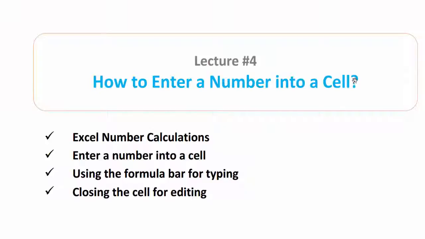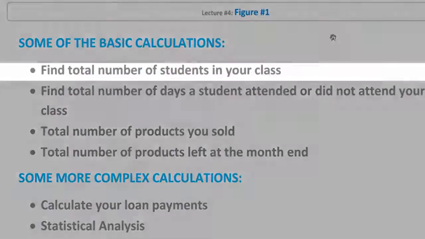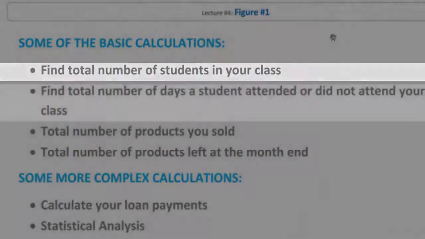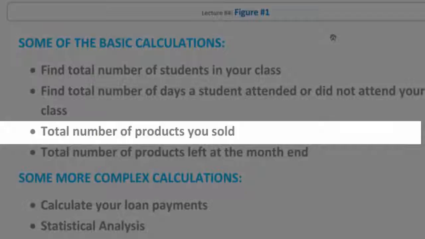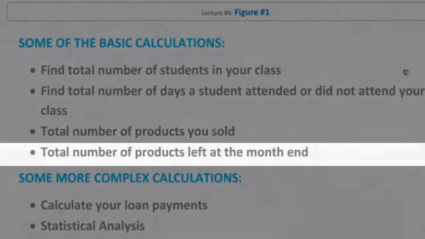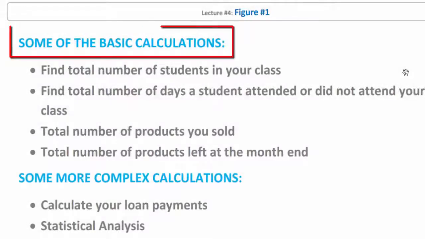Okay, as I mentioned in the previous lecture, you will mostly use Excel to enter numbers so that you can perform calculations of some kind. Just to mention a few basic calculations you can perform in Excel include, for instance, finding the total number of students in your class, or maybe to find the total number of days a student attended or did not attend your class. It can also be used to find the total number of products you sold in a specific week or month, or the total number of products that are left in your stock at the month end. And these are just some of the most primitive calculations you can perform in Excel.